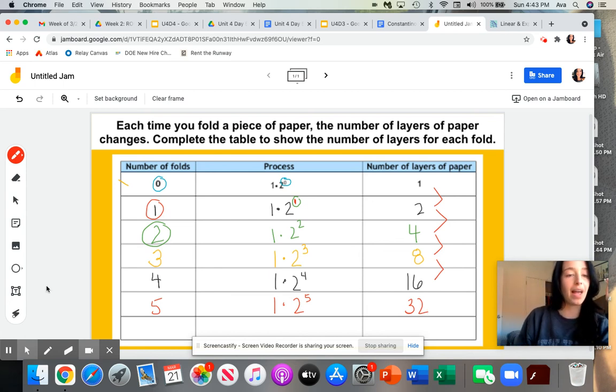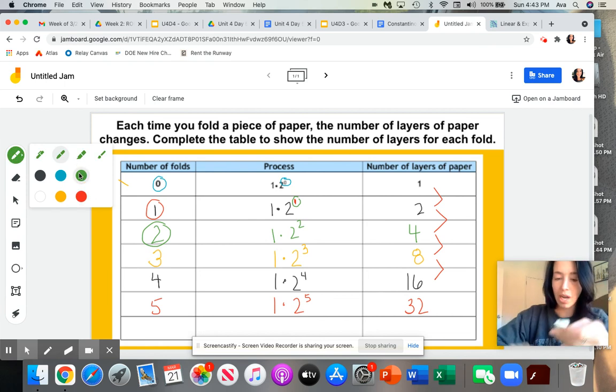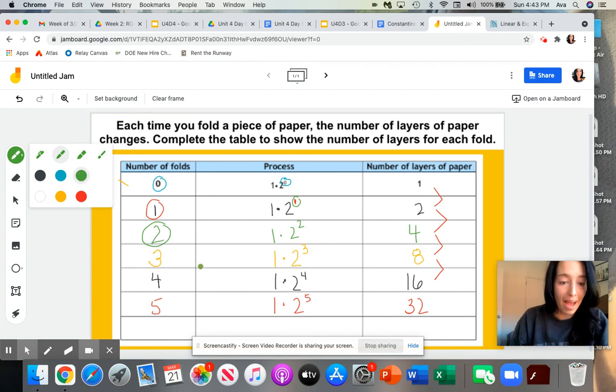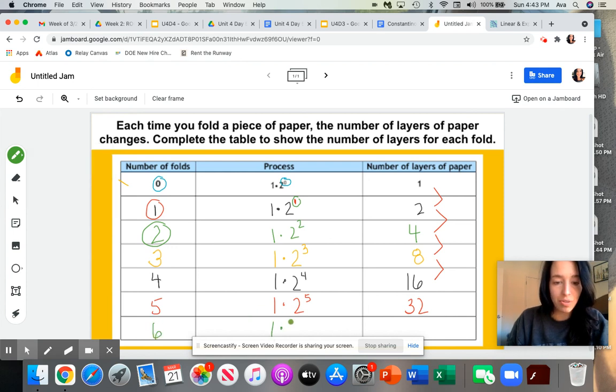All right, and then last but not least, I don't even think I can physically fold this one more time. Yeah, I can't. Well, kind of, but I definitely can't count all of those. But based on math, which tells us patterns, right? I am going to predict and be pretty certain that I now have 64 layers of paper.